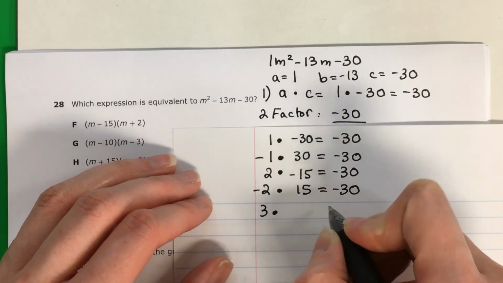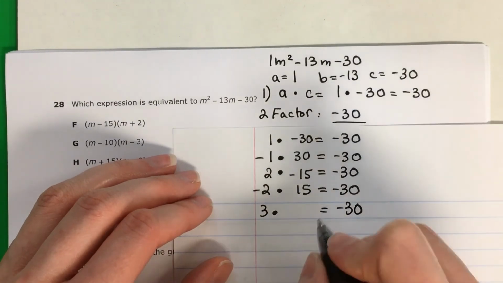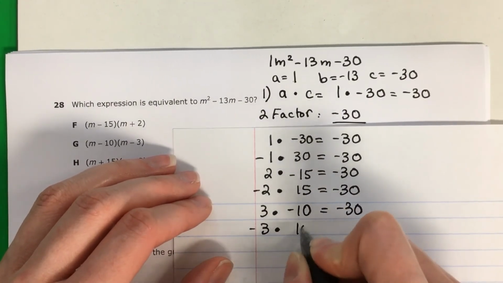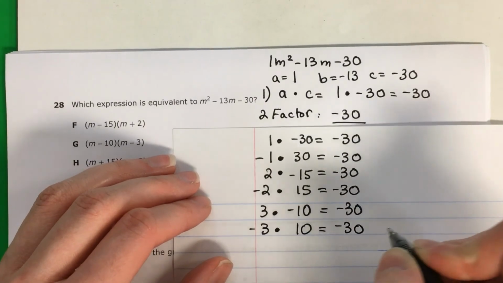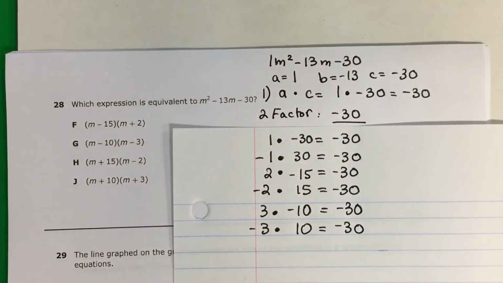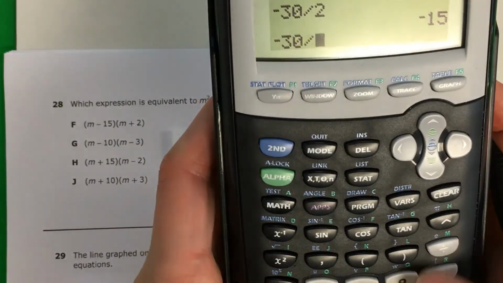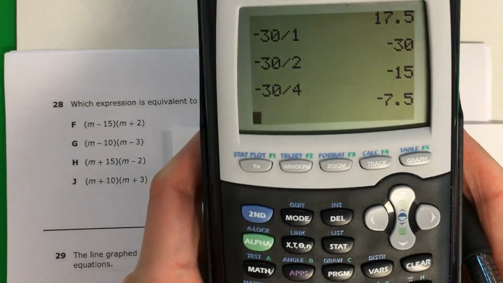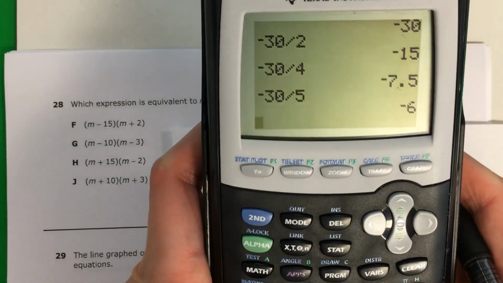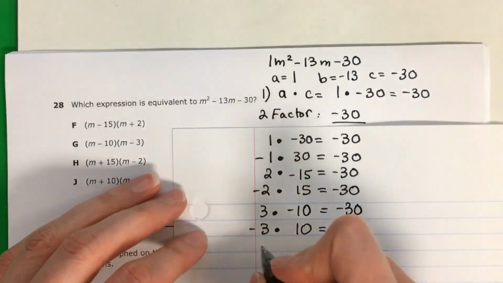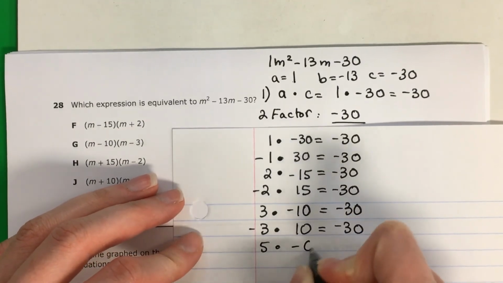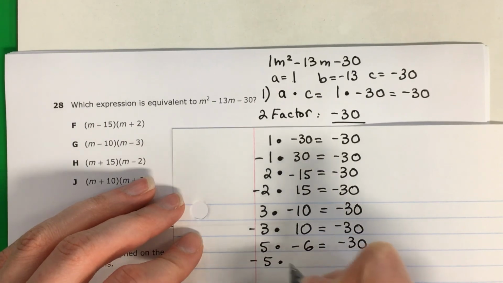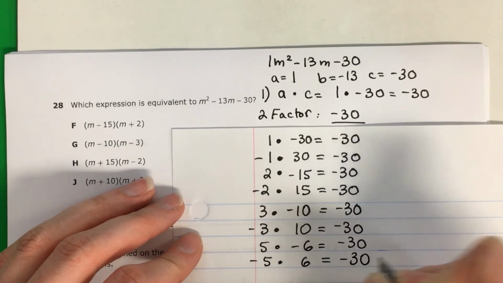3 times what equals negative 30? It's negative 10. Then negative 3 times positive 10 equals negative 30. Let's see if 4 works. Negative 30 divided by 4. That doesn't work because it has a decimal. Let's try 5. Negative 30 divided by 5. That's negative 6. So 5 times negative 6 equals negative 30. And negative 5 times positive 6 equals negative 30.